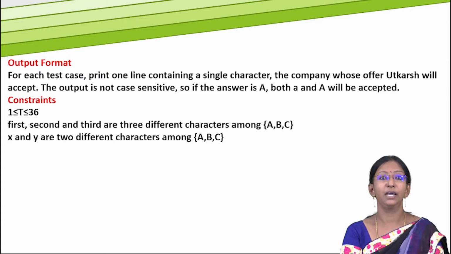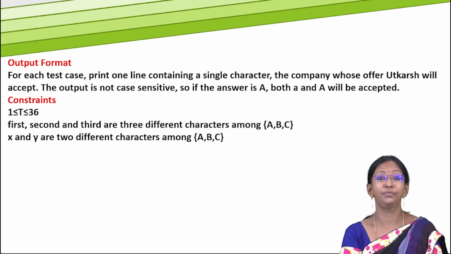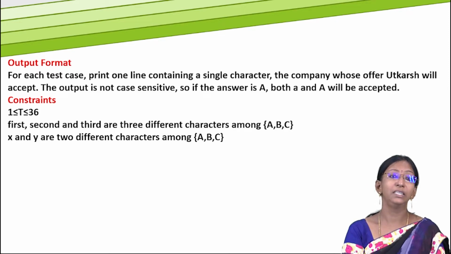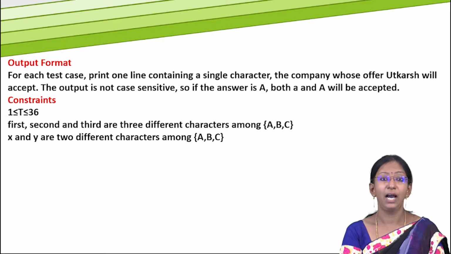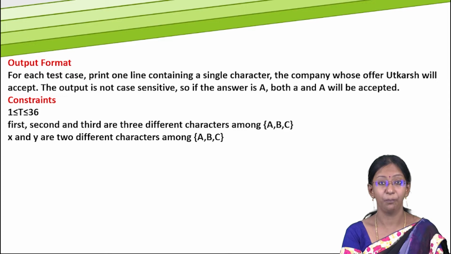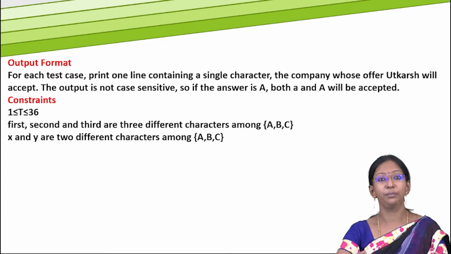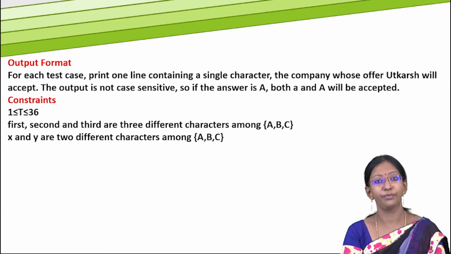And the constraint they have given is that the first, second, and third are 3 different characters. That means you have to give 3 different company names. You cannot repeat the names, and the offers which he is going to get, that is X and Y, these 2 also must be different. They shouldn't be the same, right? And it is understood that he got the first offer from X and the second offer from Y.